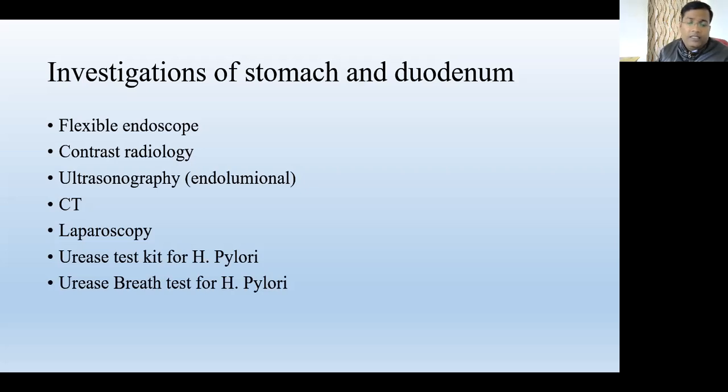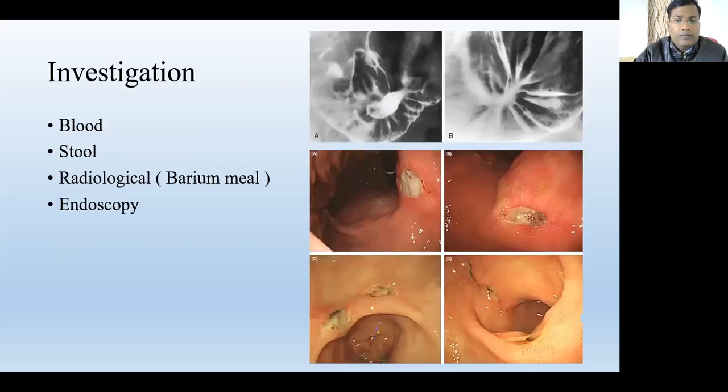Similarly, the breath test is also there in the packet, where the patient is asked to exhale. Due to the presence of ammonia, the increased concentration of the ammonia indicates the presence of H. pylori in the patient. So these are a few tests to diagnose and to see the particular changes in the gastric as well as the duodenal mucosa.